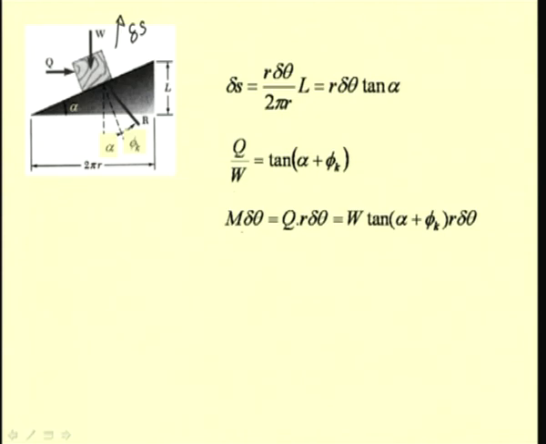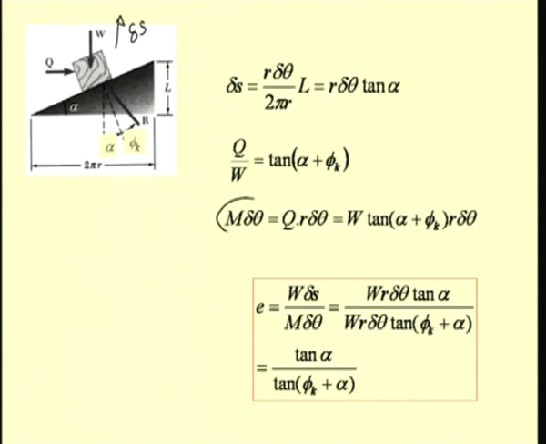So, now we write that M delta theta, which is the input work, which is also equal to Q times r delta theta, is equal to W times tan of alpha plus phi k times r delta theta, because this Q can be written in terms of W tan of alpha plus phi k from this equation, and we know that this M, which is equal to P times a, is also equal to Q times r. So, this is the input work.